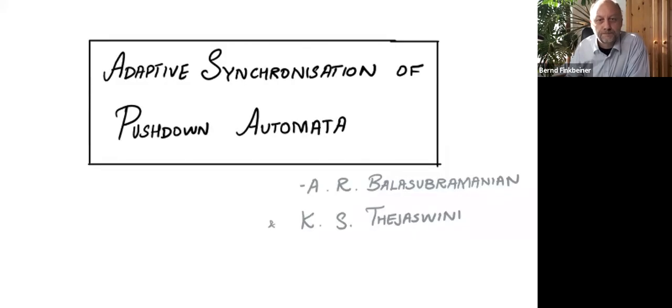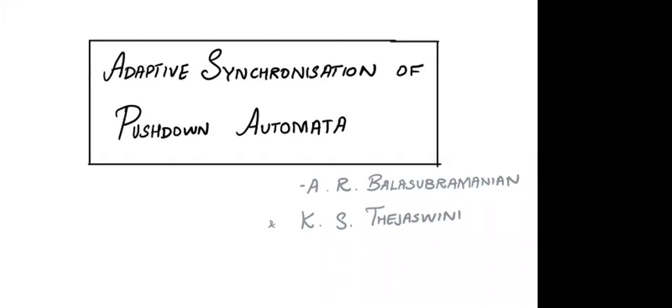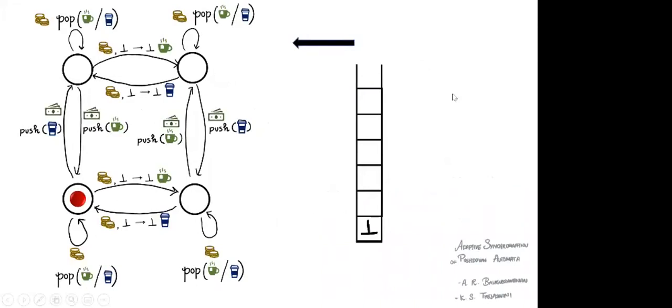Hello. In this video, we will talk about our work on the adaptive synchronization problem for pushdown automata. This is work done by my co-author Balasubramaniam and me, Tejaswini. Let us consider the model of a pushdown automata that we all know and love. We have a set of states, an input alphabet, and a stack onto which we can push and pop elements. A token represents which state the pushdown automata is currently in. For instance, currently the token is at the bottom left state. The transitions between the states dictate how the state and the stack change upon giving a certain input.